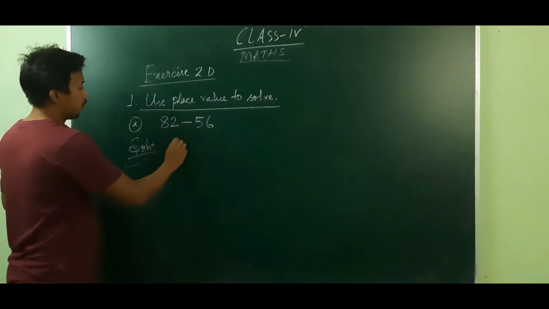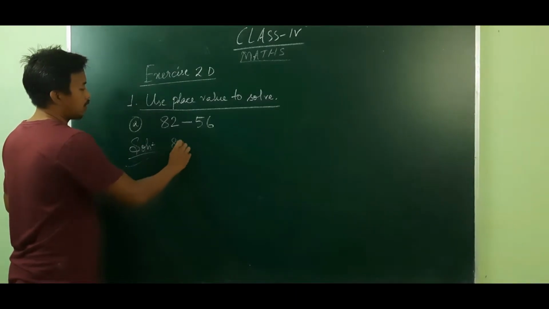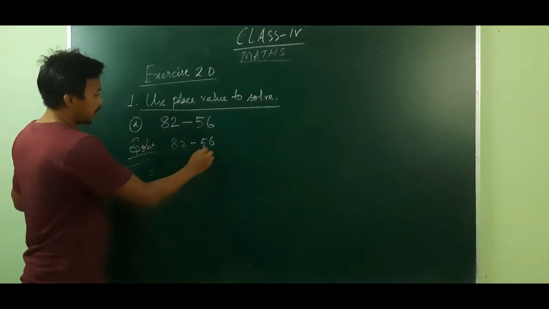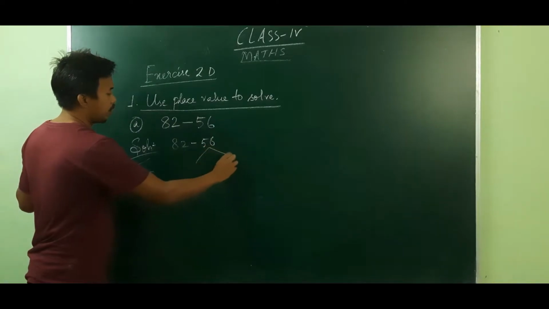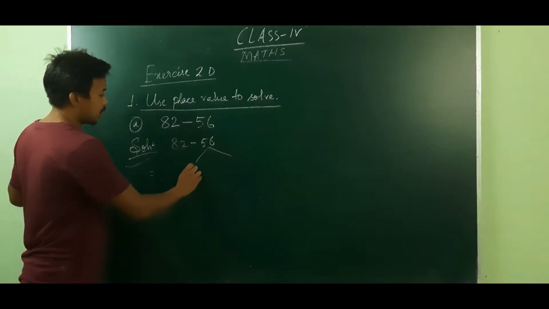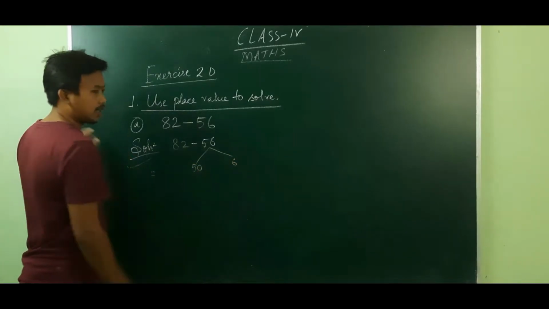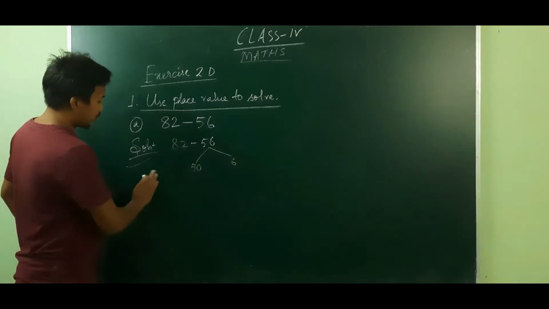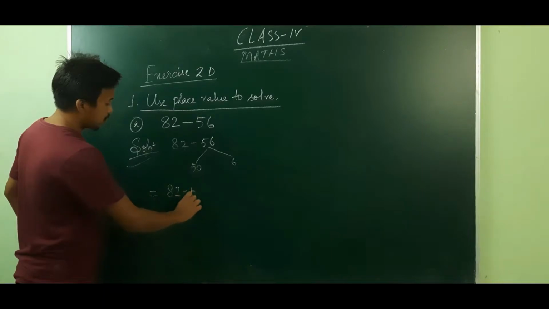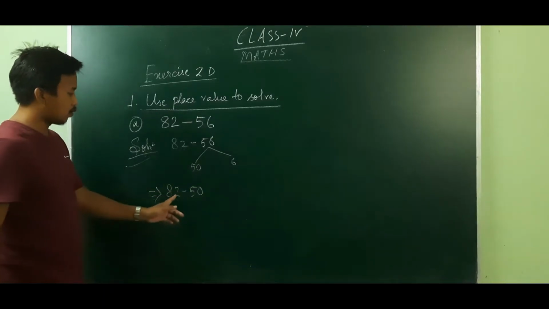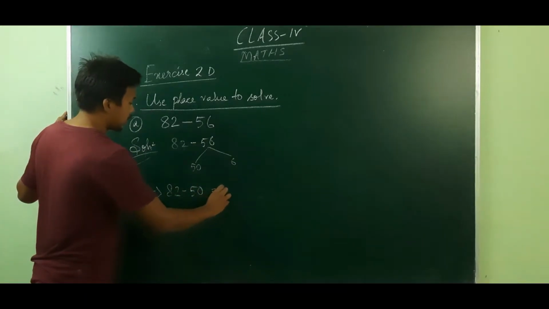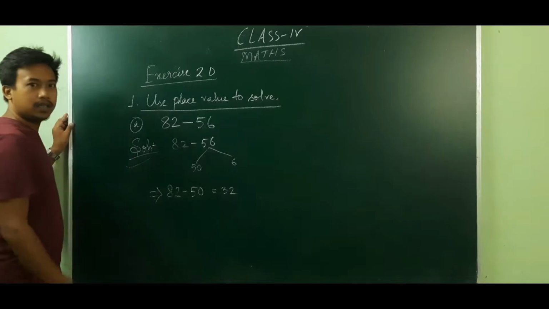That is, if you go with the book method, you have to write 82 minus 56. Now here, as per the book, 56 can be divided. 56 you can say as 50 plus 6. Now what to do is that, first of all, from this 82 we subtract the 50. It is 82 minus 50. So when you subtract 50 from 82, the result is 32.